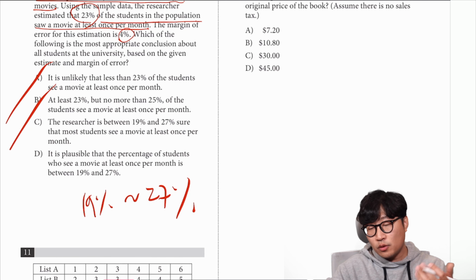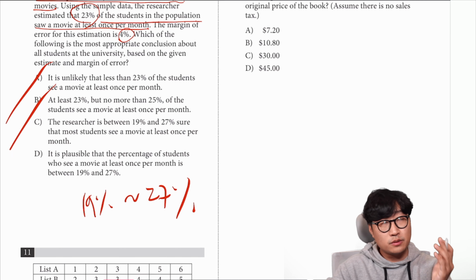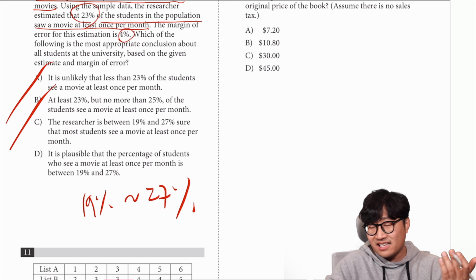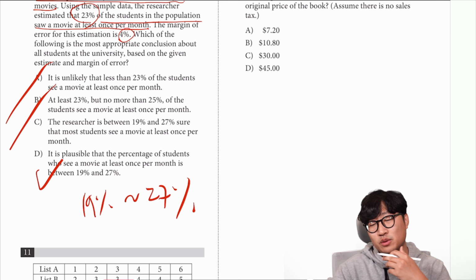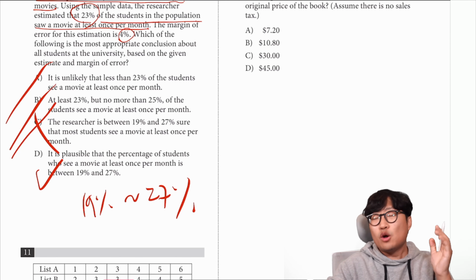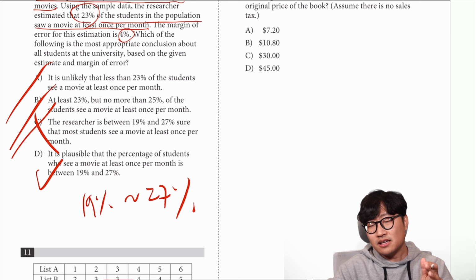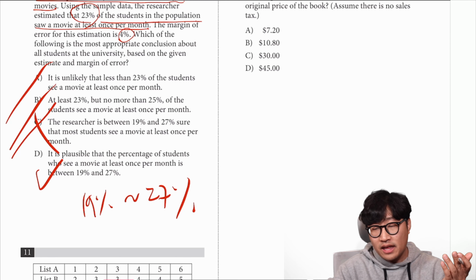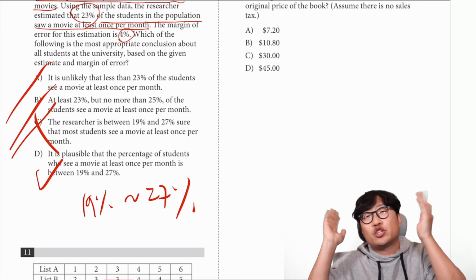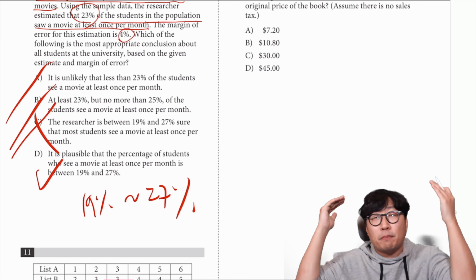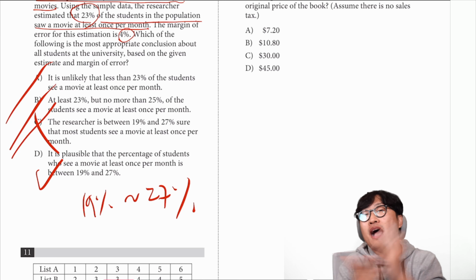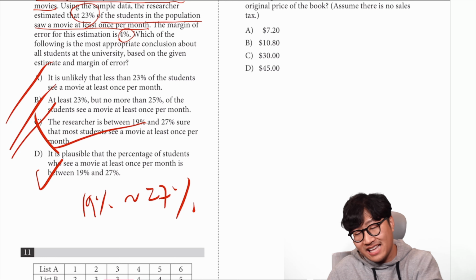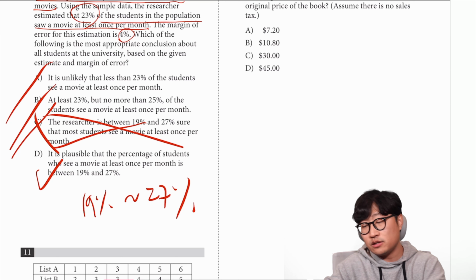D, it is plausible, it's possible, that the percentage of students who see a movie at least once per month is anywhere between 19 to 27%. That sounds pretty reasonable, so I'm going to keep that. C, the researcher is between 19% and 27% sure. No, man. The whole 23%, give or take 4%, is not how sure the researcher is. It is the percentage of the students who go see a movie at least once a month. It's not about how sure the researcher is, which is why C is irrelevant, which is why D is your answer.